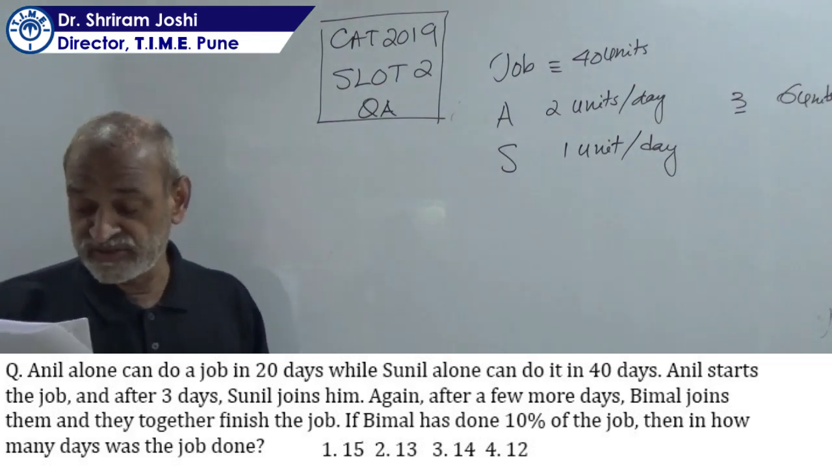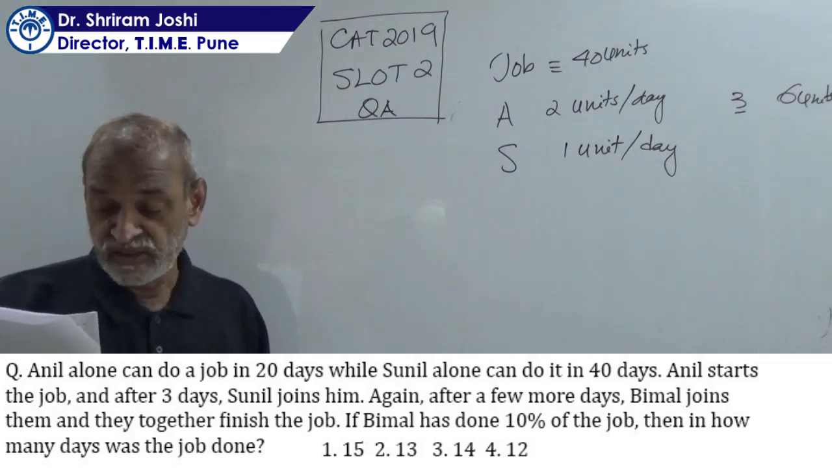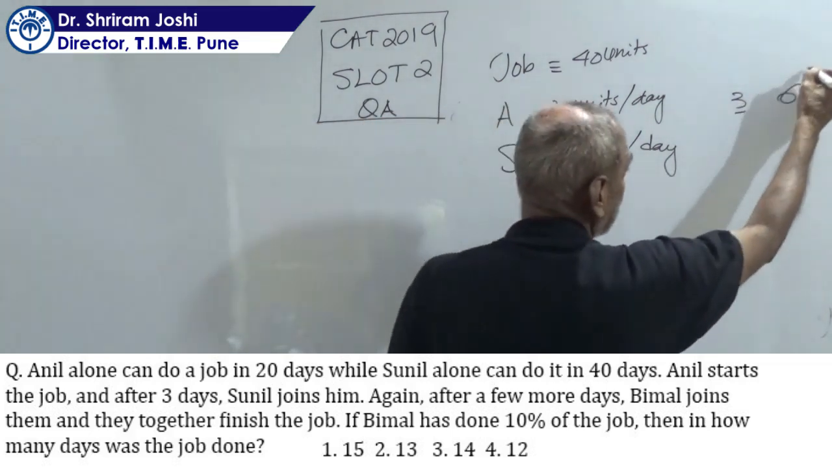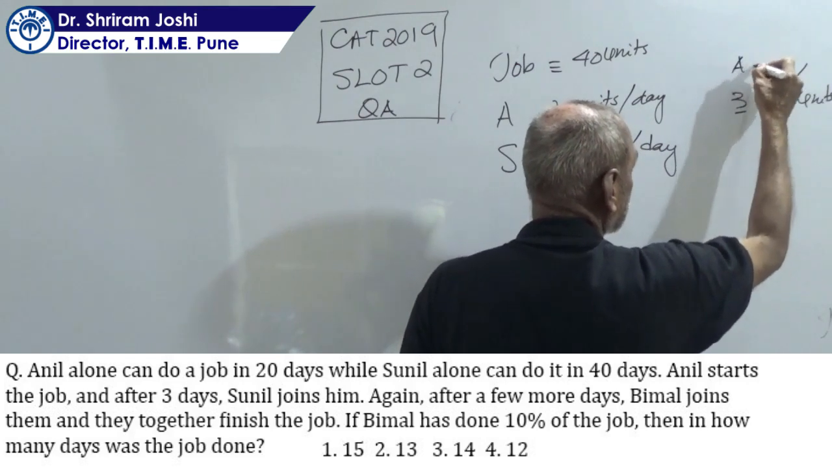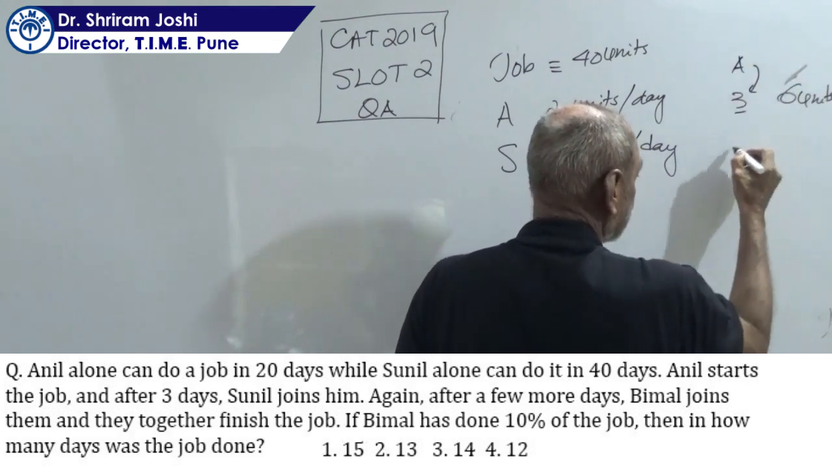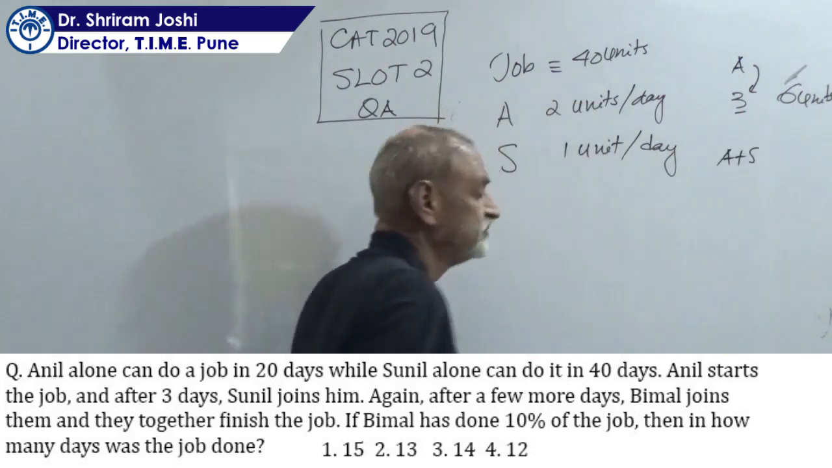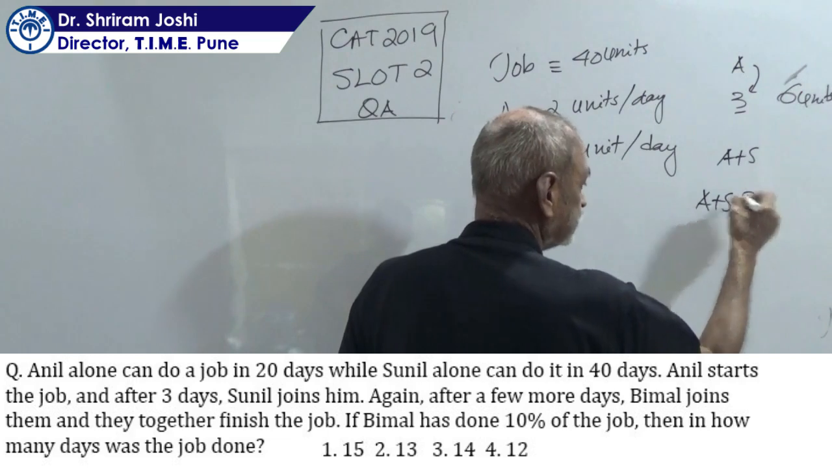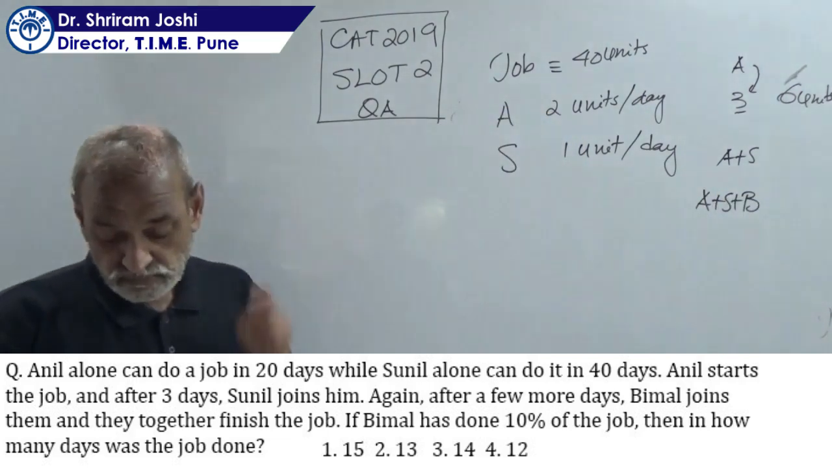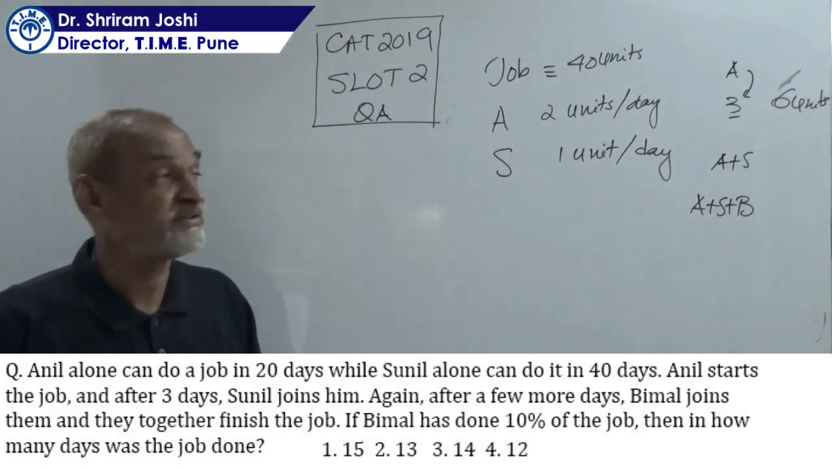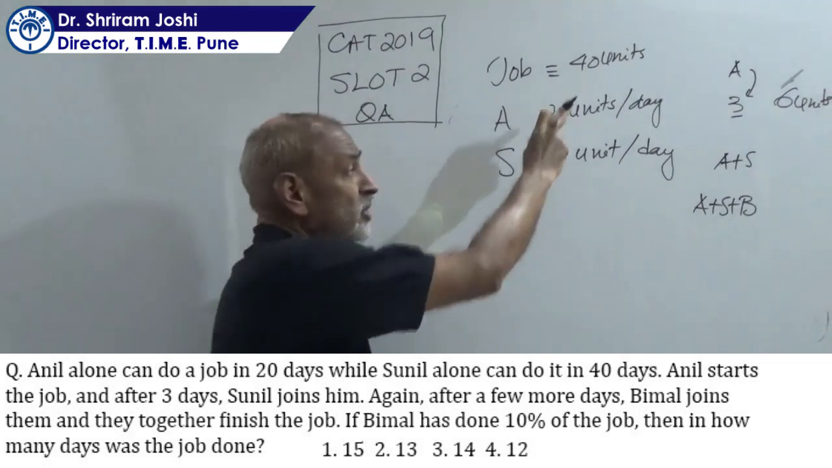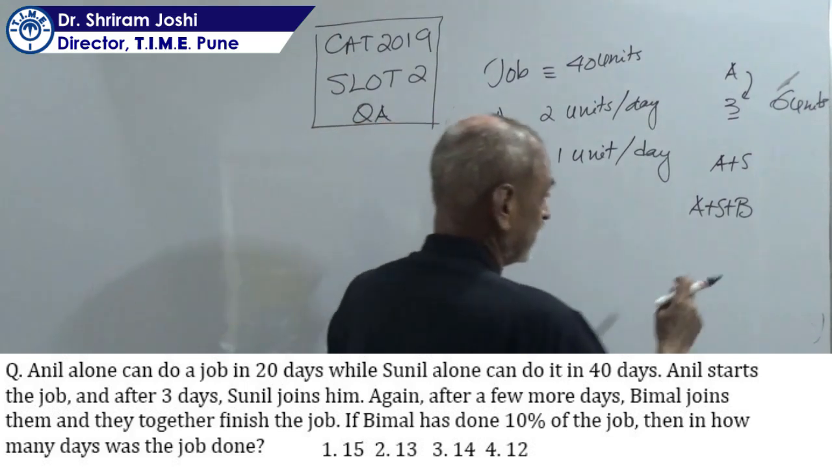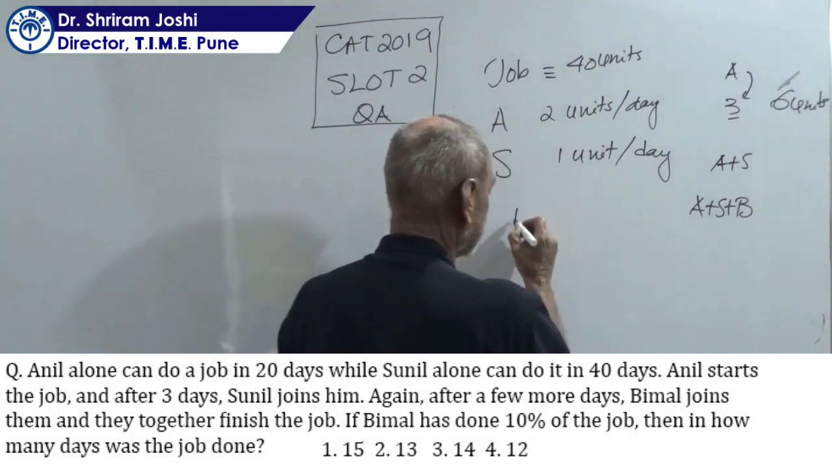And after a few more days, Bimal joins them and they together finish the job. So 3 days, Anil alone. Some days, Anil and Sunil, and some more days, Anil, Sunil and Bimal. Bimal does 10% of the job. What is the job? 40 units. 10% of 40, 4 units. So Bimal has done 4 units.